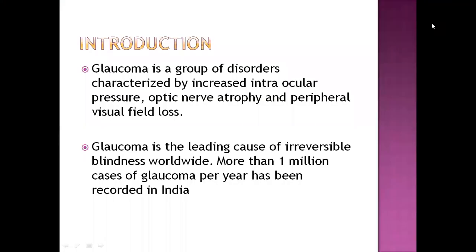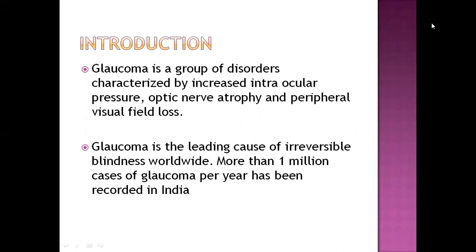Introduction of glaucoma. Glaucoma is a group of disorders which is characterized by increased intraocular pressure, optic nerve atrophy, and peripheral visual field loss. So, glaucoma is a group of disorders in which there is increased intraocular pressure, pressure of the fluid inside the eye, optic nerve atrophy, tissue level destruction of optic nerve, and peripheral visual field loss. That means gradual loss of peripheral vision.